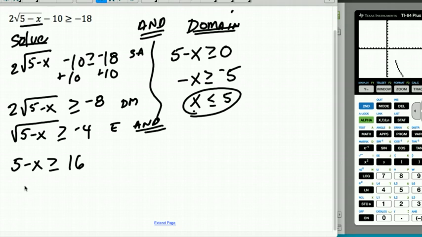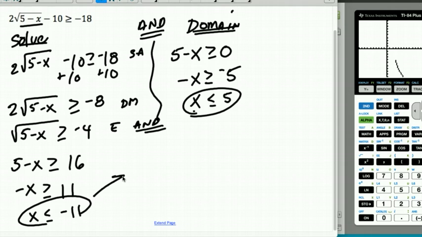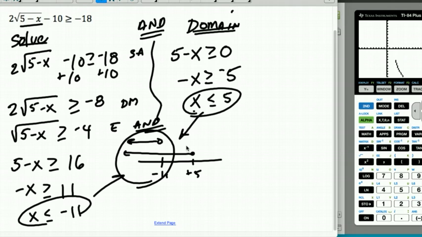And then I'll subtract the 5. So -x is greater than or equal to 11. And then x is less than or equal to -11. So when you put all of this together, your brain's going to say that this is what the solution is. Your brain's going to say, okay, here's -11, here's positive 5 rather. I want this section and this section. So your brain is going to say it's this answer, but that's not right, okay? So this -infinity to -11 is not the answer.